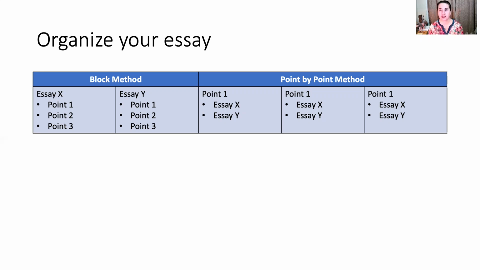In the point-by-point method, you discuss each point in a separate paragraph by using both essays to discuss the same point. So in the table here, paragraph 1 would be about point 1: talk about the first essay, then the second essay. Then you move on to point 2, and then you move on to point 3. And I can see as I'm saying this that there's a typo here where I have point 1, point 1, point 1. Please pretend that says point 1, point 2, and point 3.